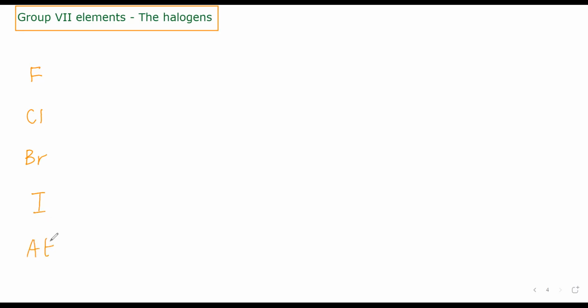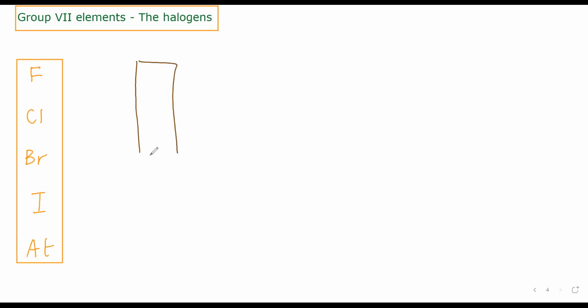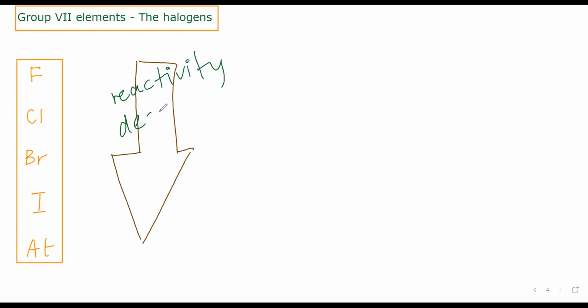Keeping in mind that, unlike group 1, when we are going down the group, their reactivity decreases. This is our main point here. In group 1 we had reactivity increasing; in group 7, reactivity decreases. Let's talk about it further. We will write the equations as well.